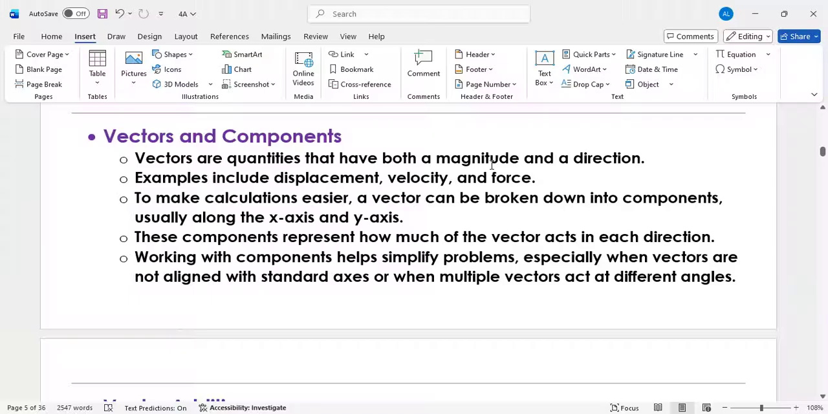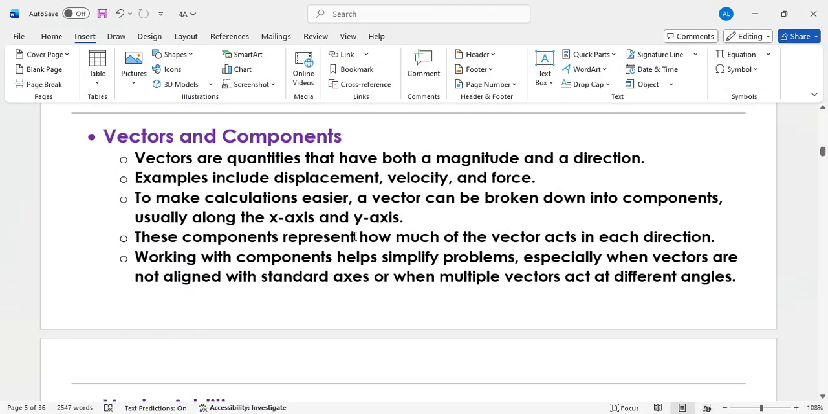Vectors are quantities that have both magnitude and direction. Examples include displacement, velocity, and force. So displacement, velocity, and force are vectors. Scalars don't really show direction; they only show magnitude. To make calculation easier, a vector can be broken down into components, usually along the x and y axis.